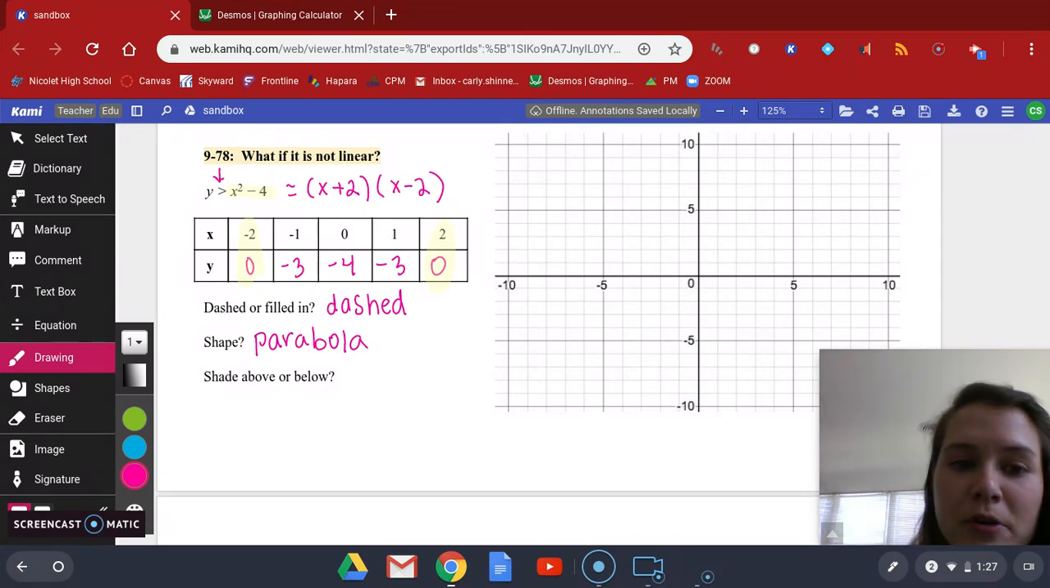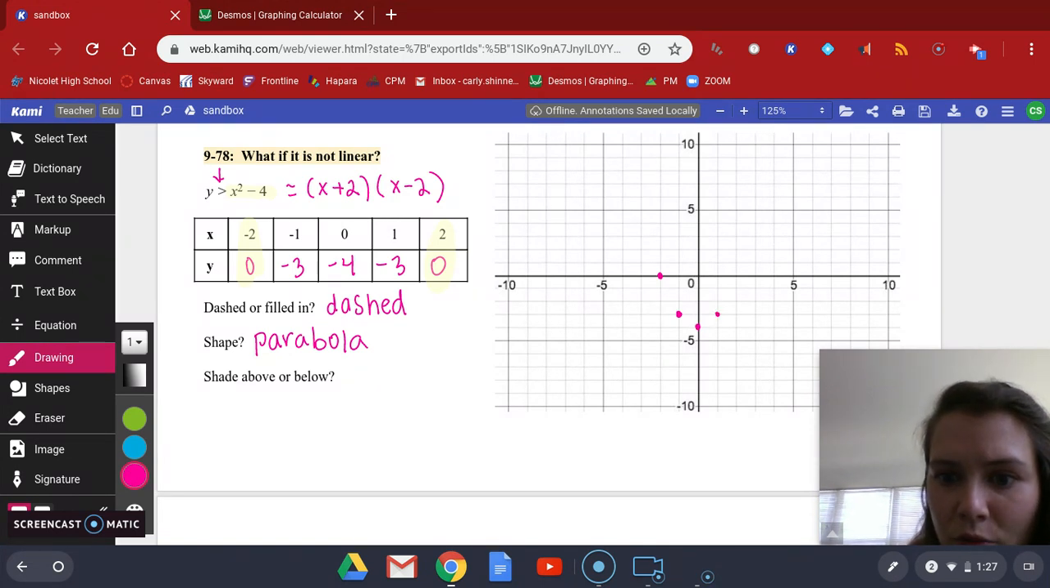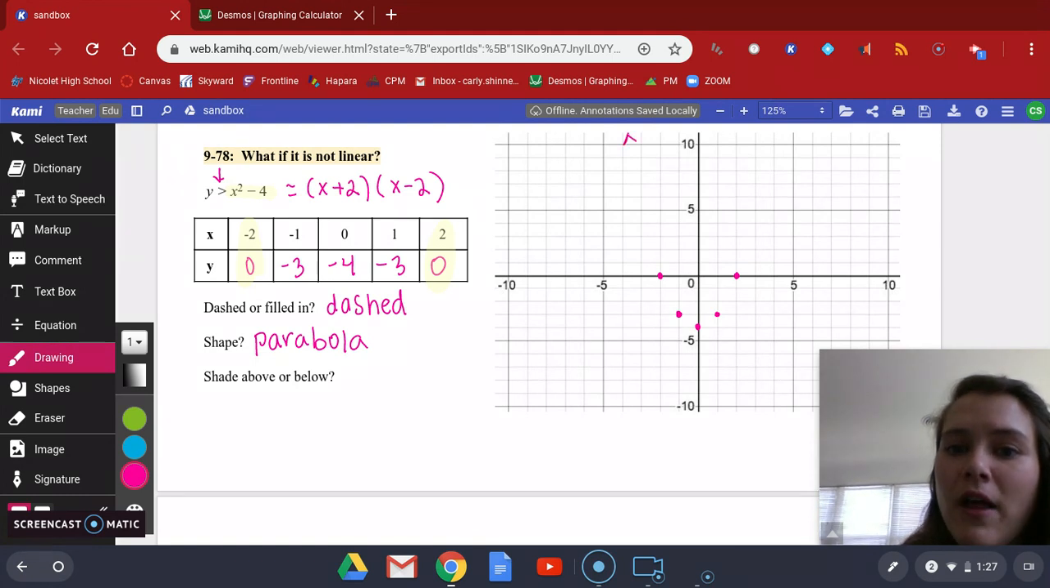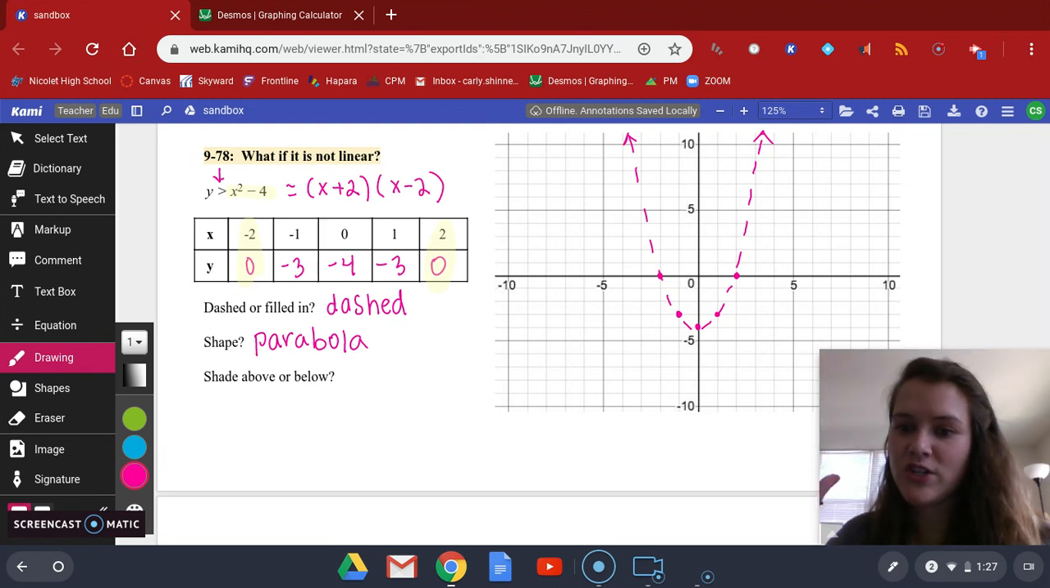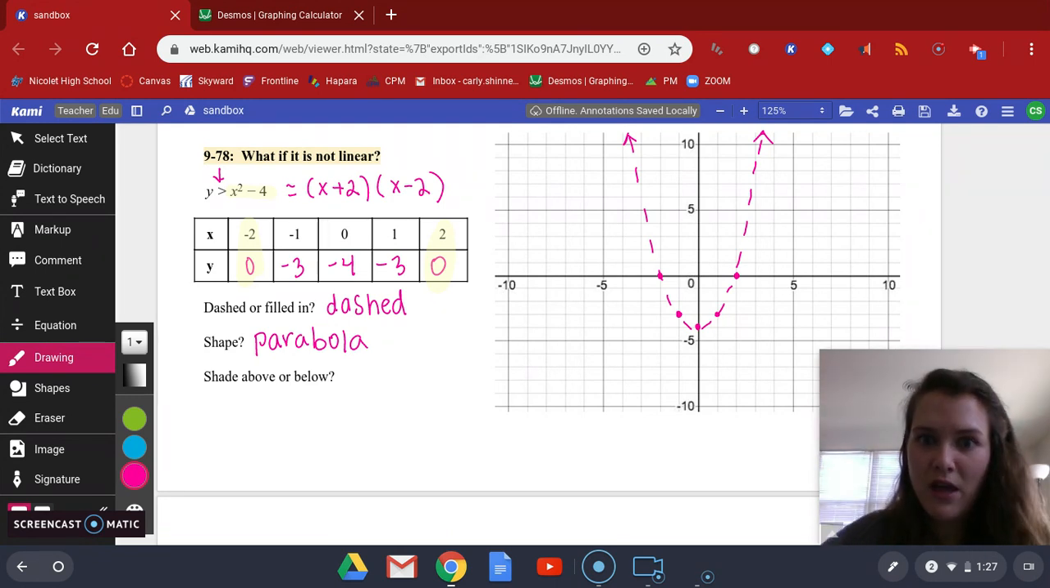So let's graph our parabola here. So I'm just going to plot the points. So -2, 0, -1, -3, 0, -4, 1, -3, and then 2, 0. And this should be a dashed parabola. So I'm going to fill this in. Again, make sure your graph takes up the whole coordinate space, because otherwise shading gets confusing if your regions aren't broken off, right? Your boundaries should be a boundary with arrows extending, okay? And so there's my boundary parabola.